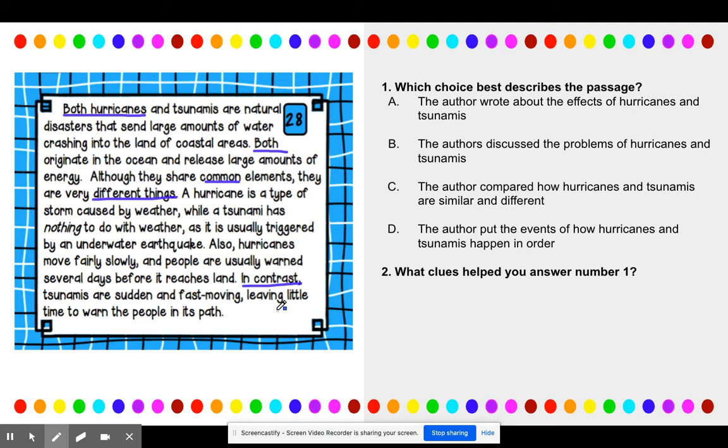So now I'm asking myself, what is the author comparing? Well, the author's comparing hurricanes and tsunamis, and he's comparing how they're different, how hurricanes are formed versus how tsunamis are formed. Okay, so now that I have that good idea, notice, kiddos, I am doing all of that before I ever look at my multiple choice.